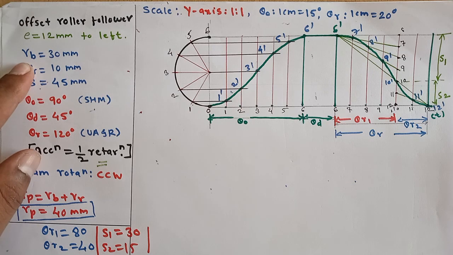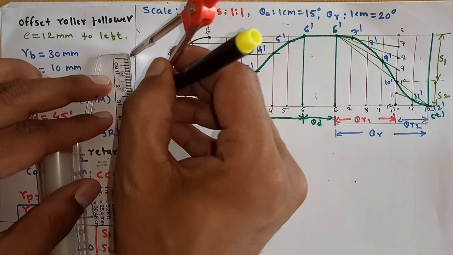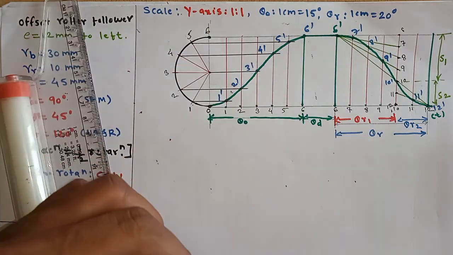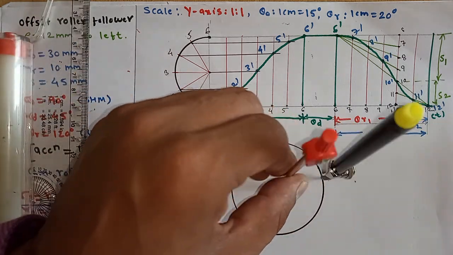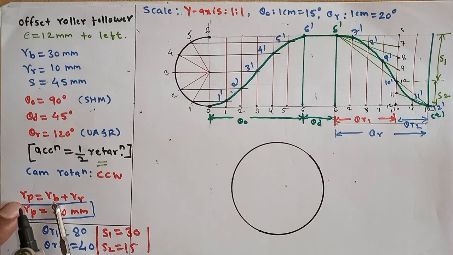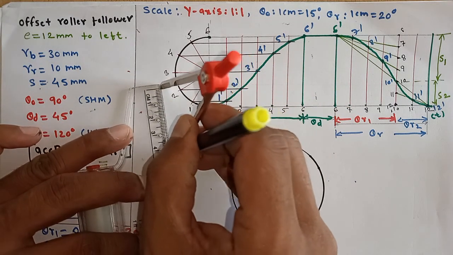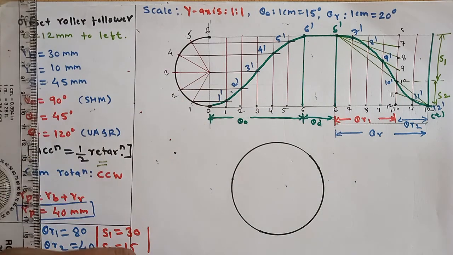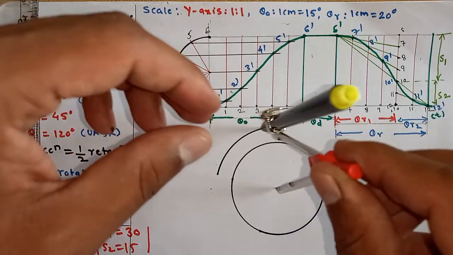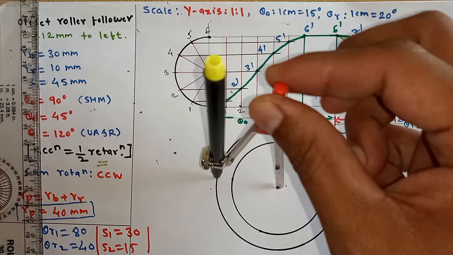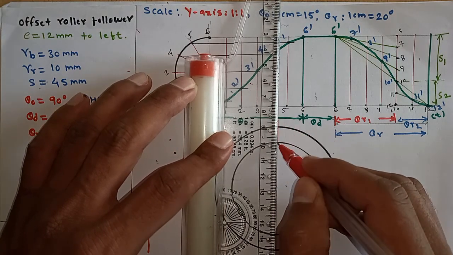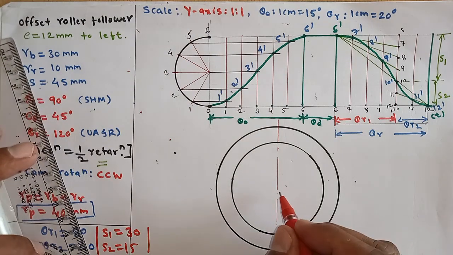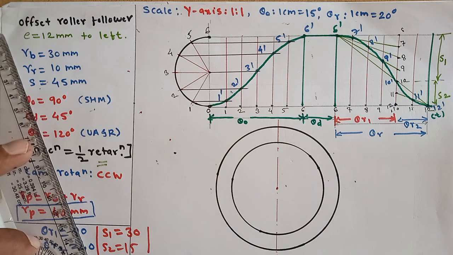So the first step is to draw the base circle. Base circle radius is 30 millimeters. So this is the base circle. Next is to draw the prime circle. Prime circle radius is base circle radius plus roller radius, so 30 plus 10 is 40. With the same center, we draw the prime circle. Draw the vertical center line of these circles. This is the center of rotation of the cam.